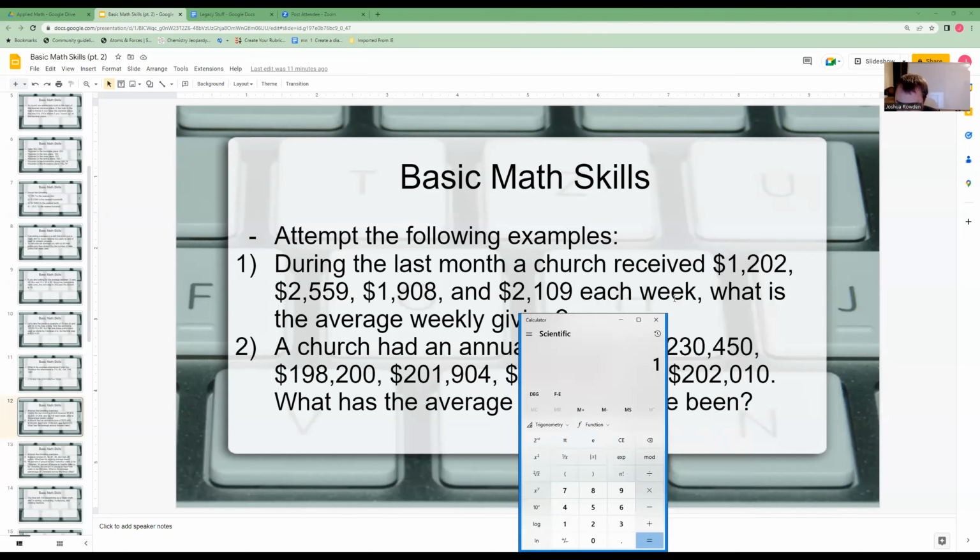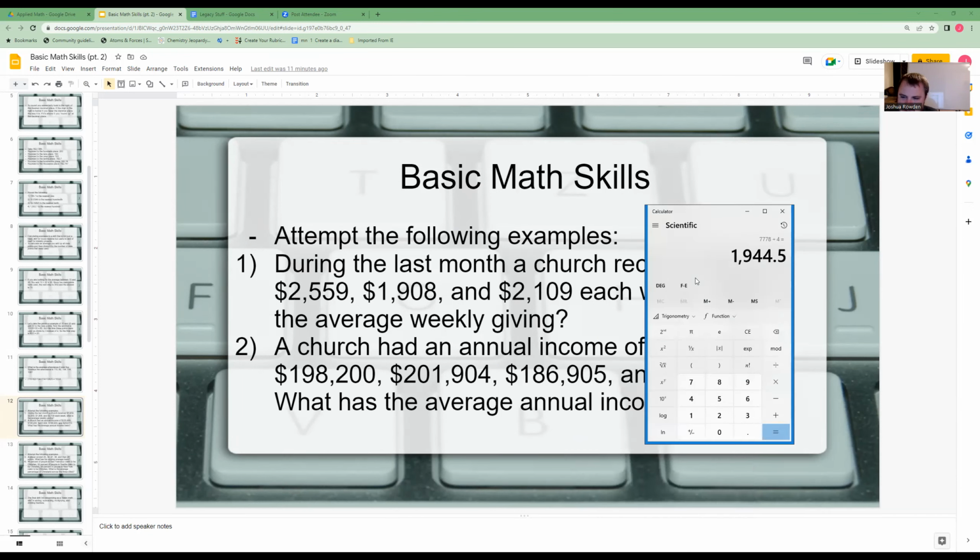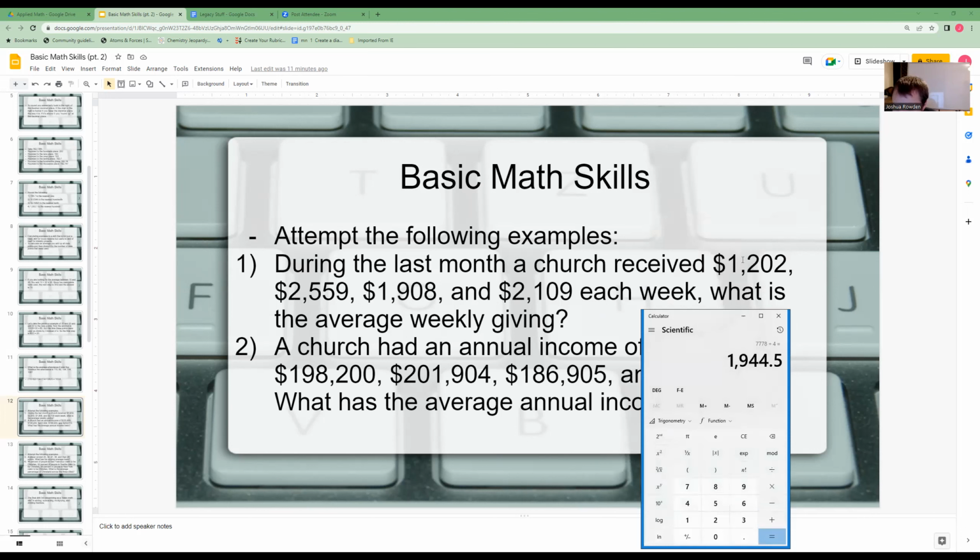Okay, so again, like I said, for this, I don't mind you using a calculator. Here's what I'm going to do. I'm going to do 1202 plus 2559 plus 1908 plus 2109. So our total over the 4 weeks, because it's 1, 2, 3, 4, our total is 7778. So then what's our average weekly giving? So we divide by 4. So we're averaging 1,944.5 each week.